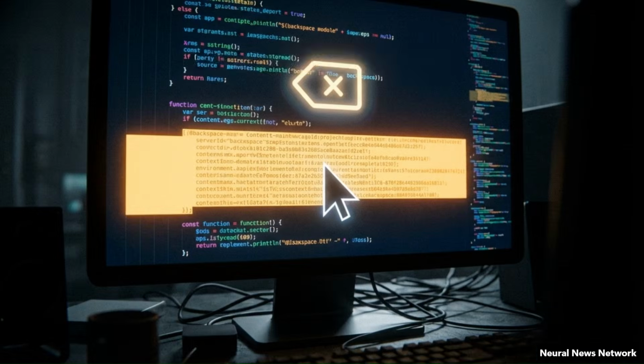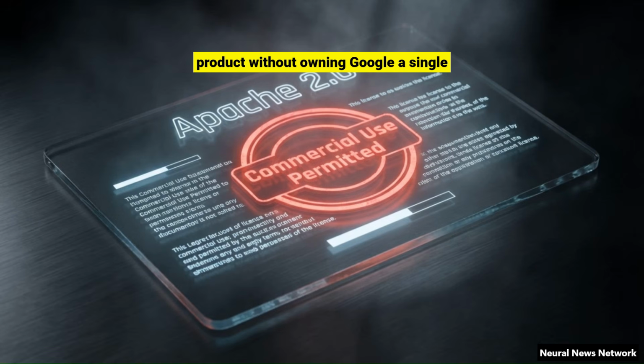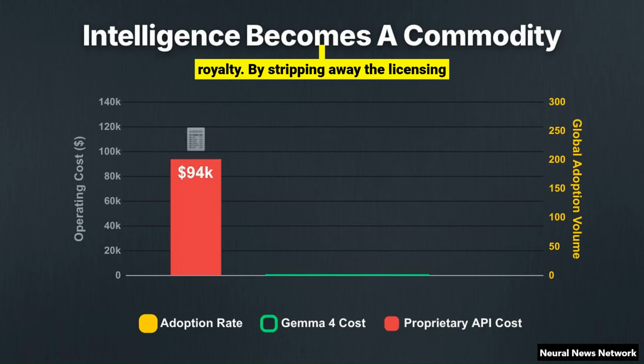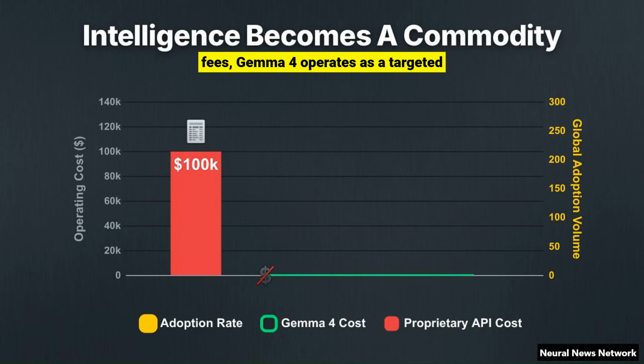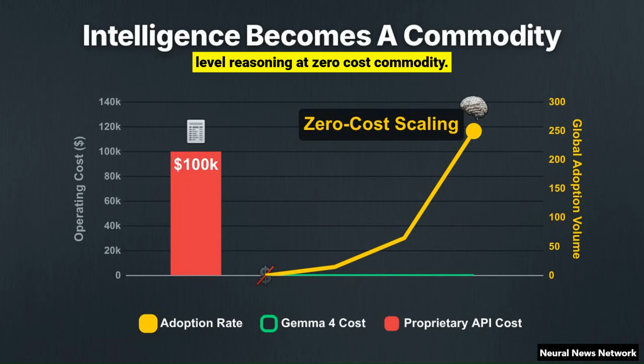Under this legal framework, developers can take the model, completely rewrite the underlying code, and integrate it into a paid commercial product without owing Google a single royalty. By stripping away the licensing fees, Gemma 4 operates as a targeted economic weapon. It is built to break the current cloud API monopoly by making high-level reasoning a zero-cost commodity.